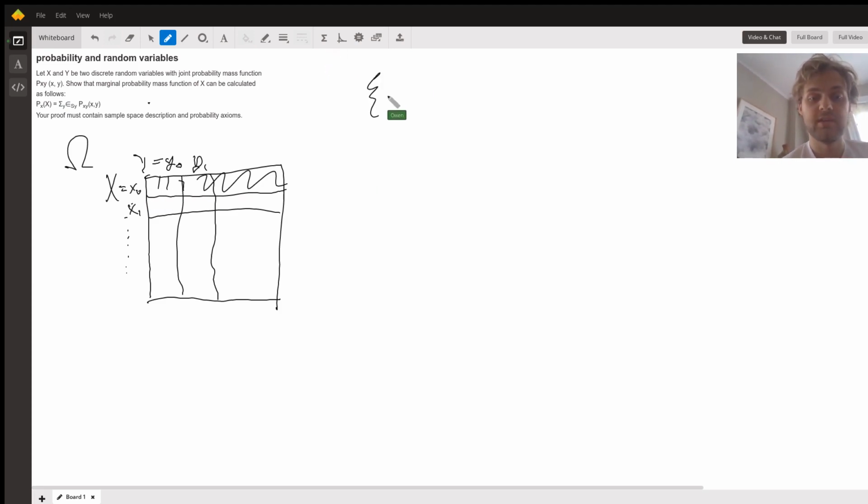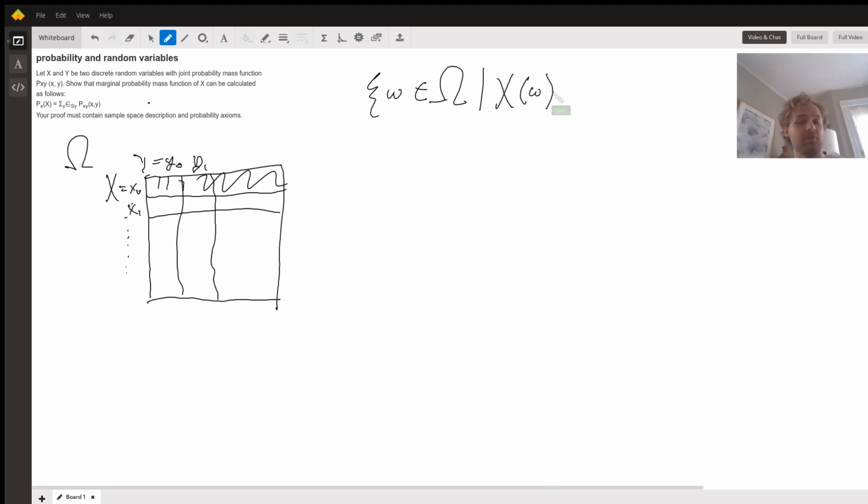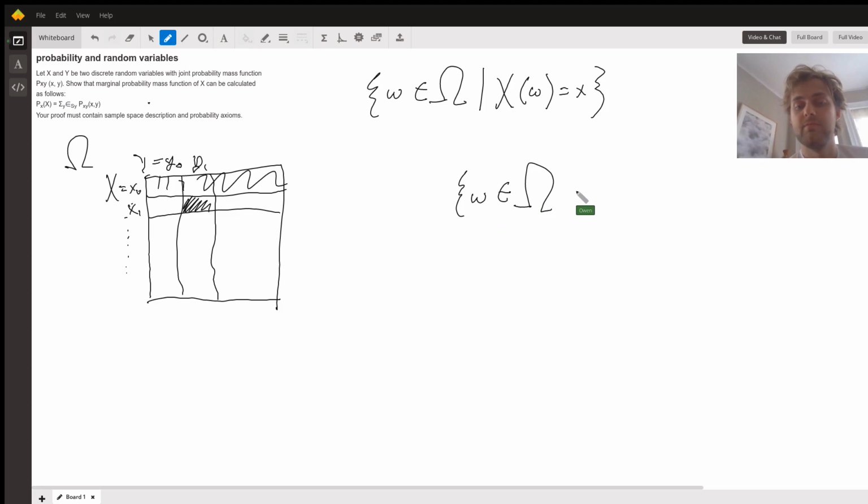And we write mathematically a row of this as the set of all worlds omega in big Omega such that X of omega, because X is a function from worlds to the possible values for x, equals little x. And we write a little square as omega in big Omega such that X of omega equals x and Y of omega equals little y.